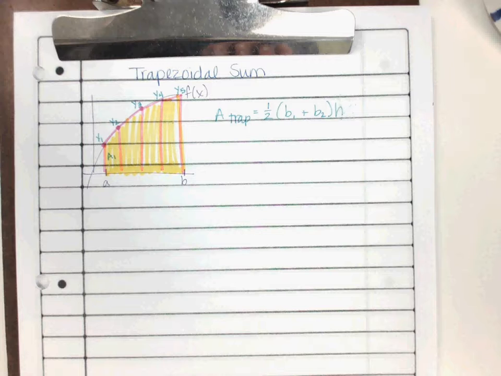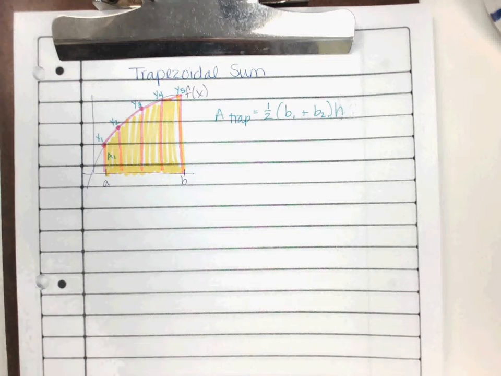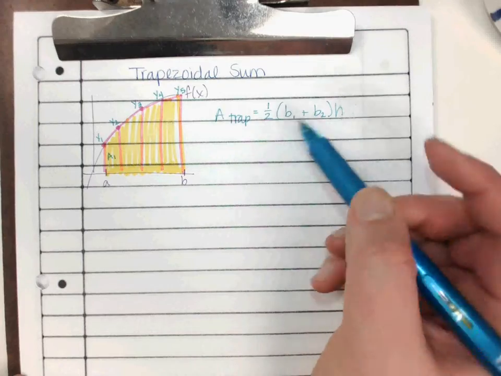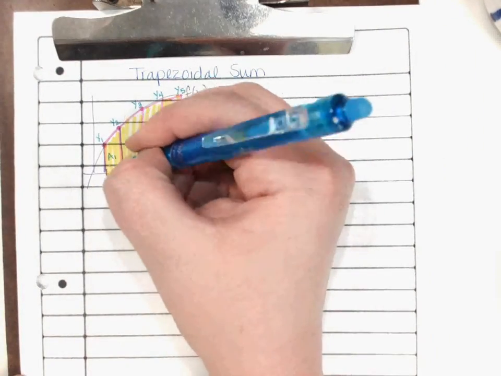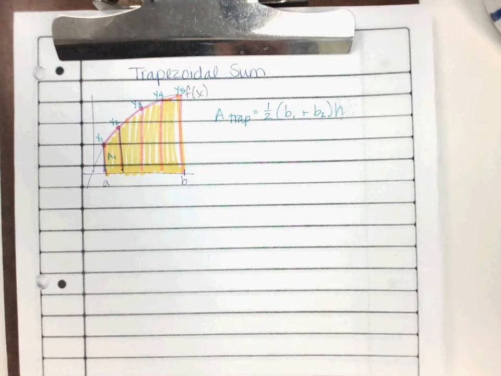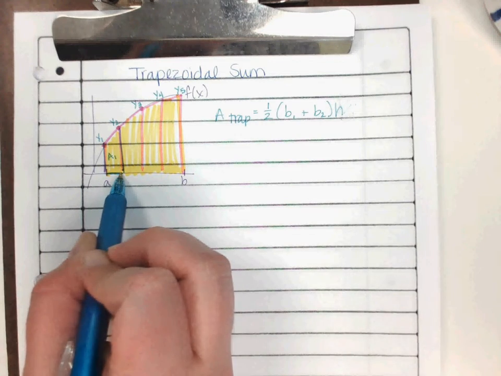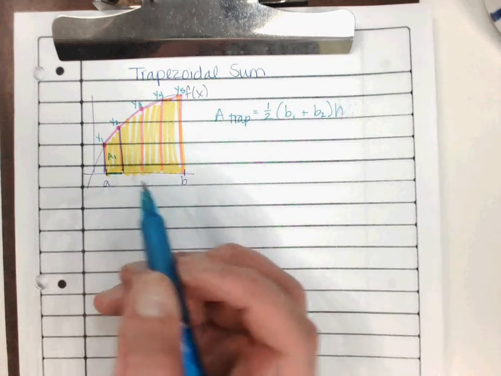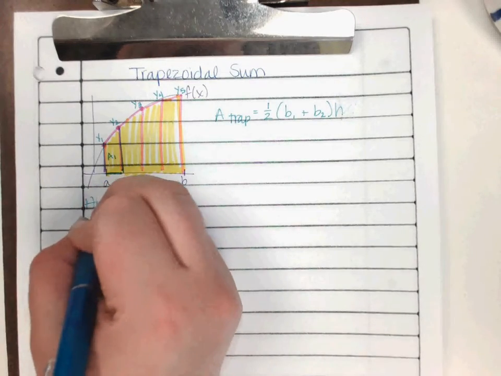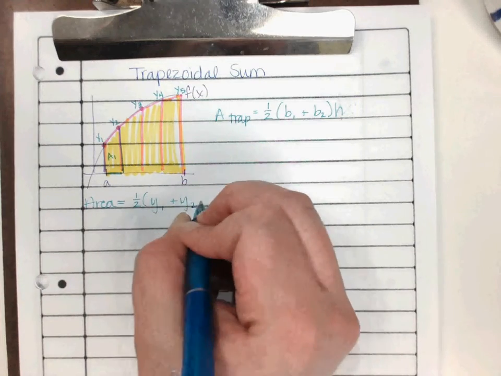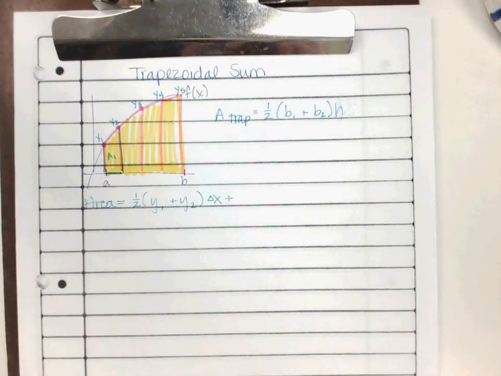Okay, so what we're going to do is we're going to replace that with all of our Riemann sum stuff. So, base 1 and base 2 are here. So I'm going to call those y1 and y2. And then the height is here. What am I going to call that? We already did it yesterday. Delta x. So for my area 1, we'll put area equals 1/2 y1 plus y2 times delta x. And that's the area of my very first trapezoid.